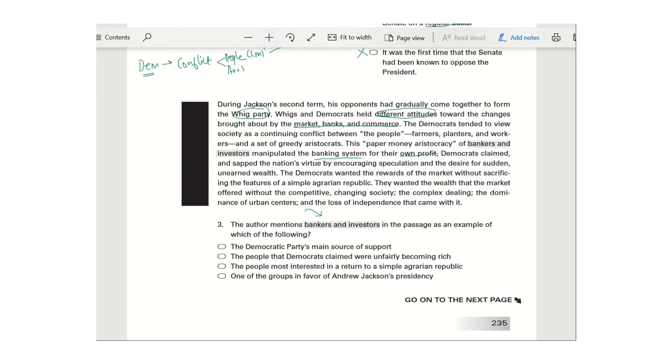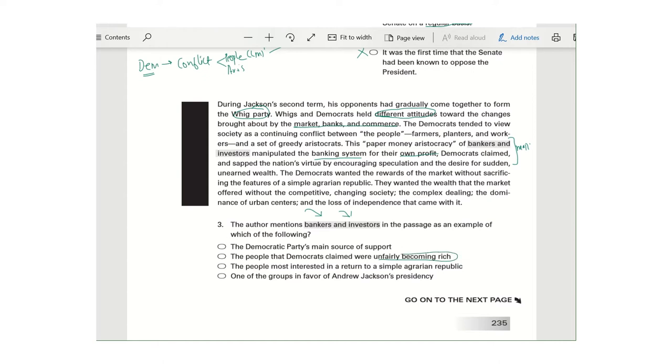Democrats claimed and sapped the nation. So these guys are actually manipulative. Bankers and all are manipulative, is what Democrats say. Okay, so they have talked about bankers and investors as the ones who are manipulating the system. The Democratic Party's main source of support, the people Democrats claim were unfairly becoming rich.